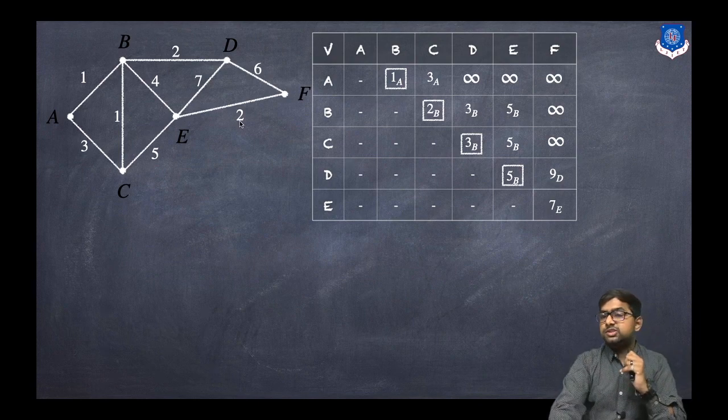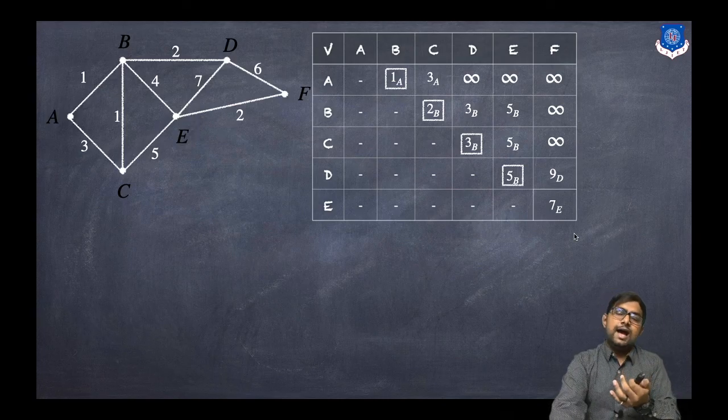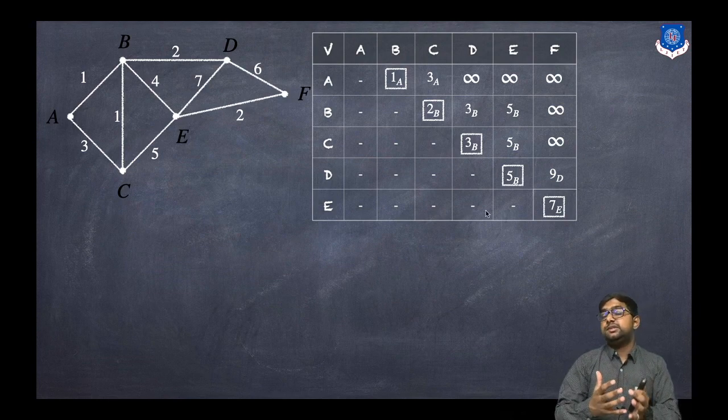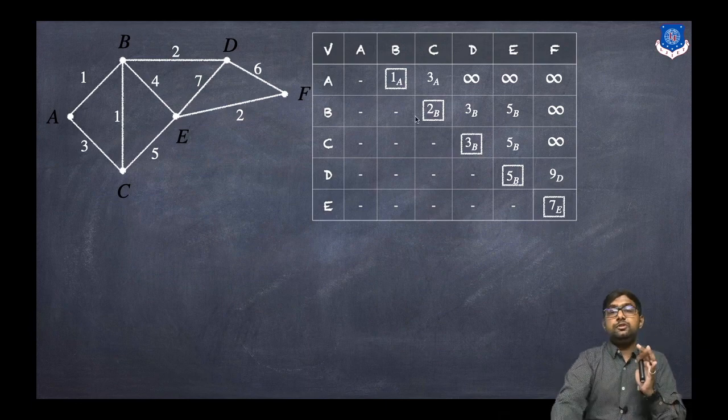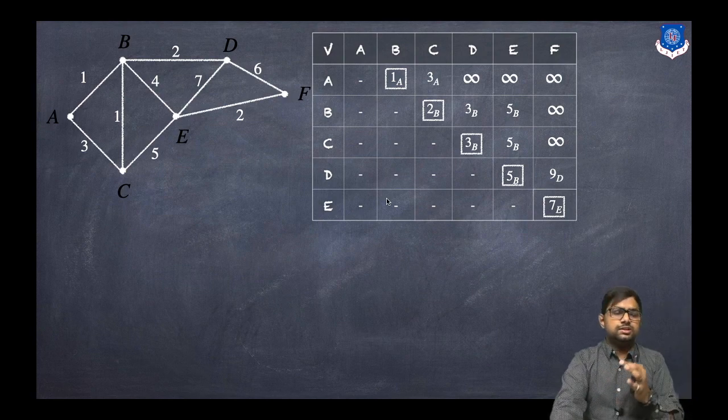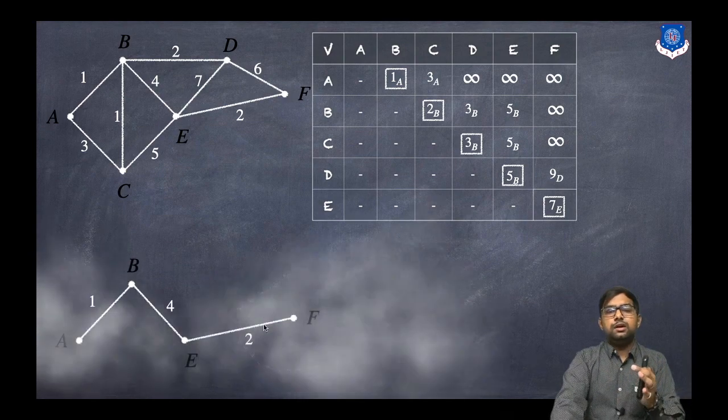So that means this 2. What is that path? Okay, that we'll discuss later. Now as it is the last one, it is 7E. So this is how you can create this table. Fine. Now how to find a path? Now just consider this 7E. So what does that mean? To reach from A to F, the minimum weight is 7. Okay. So 7E.